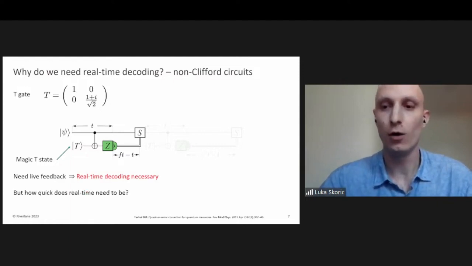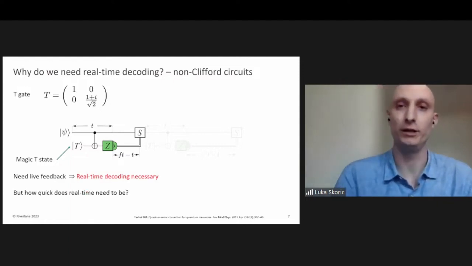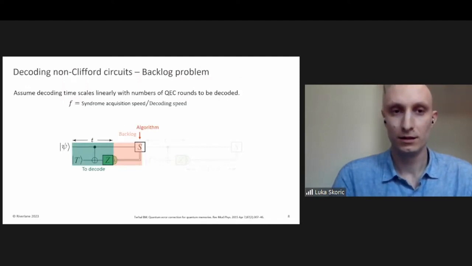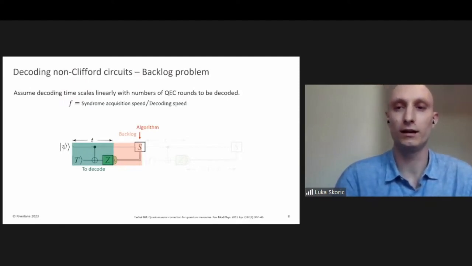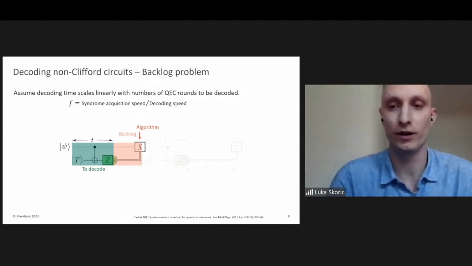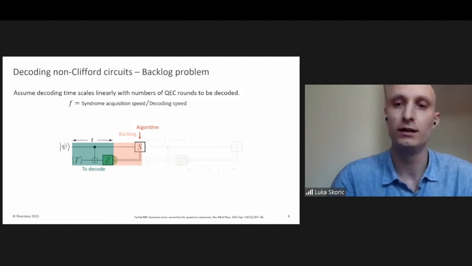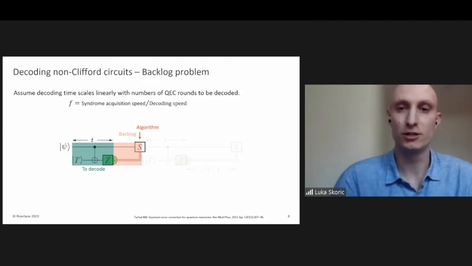But how quick does this feedback need to be? Let's assume that the decoding time scales linearly with the number of QEC rounds to be decoded. Here we define an F factor, which is the ratio of how quickly the data is coming in and how quickly we are resolving these syndromes. So if F is bigger than one, the syndromes are coming in faster than we can resolve them. And then let's suppose that's the case.